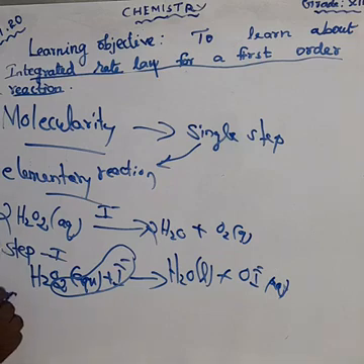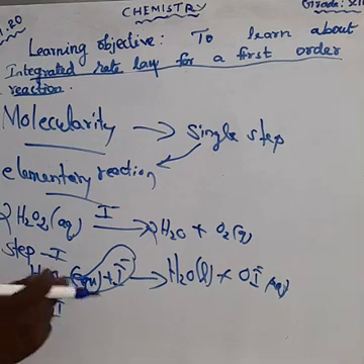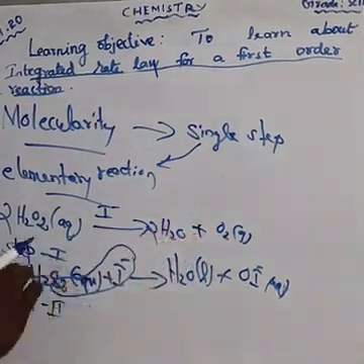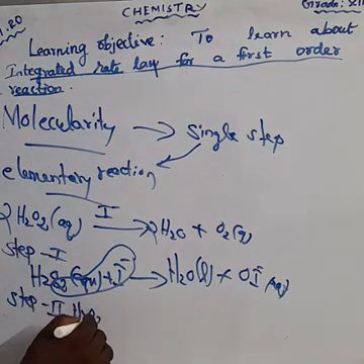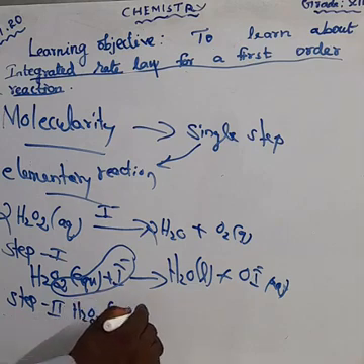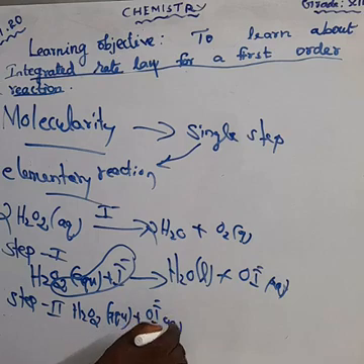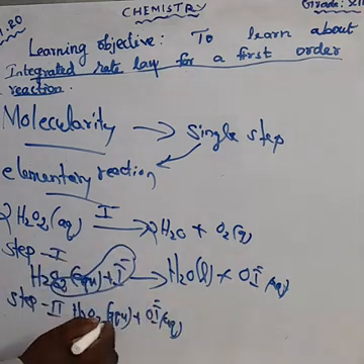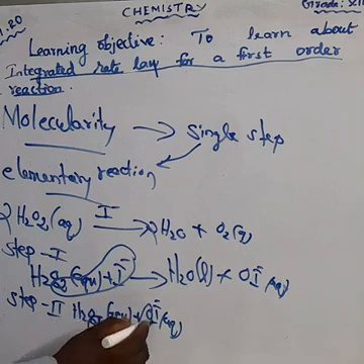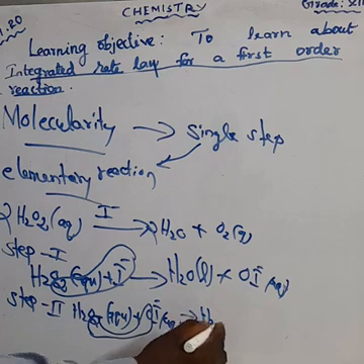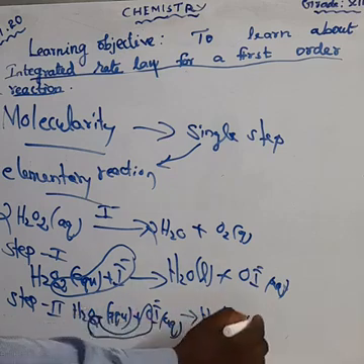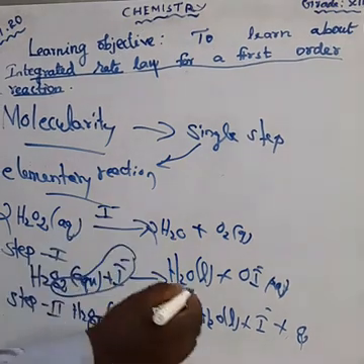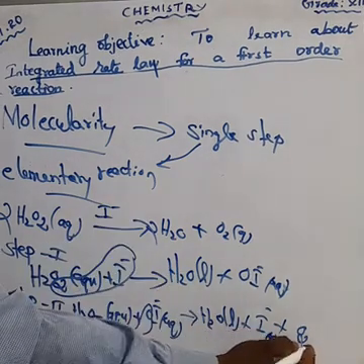What about step 2? Hydrogen peroxide again reacts with OI. Both of them are in aqueous state. Here we get water, liquid, and also oxygen. One oxygen combines with the other oxygen to form O2. So we get H2O liquid plus iodide, aqueous, plus oxygen, gaseous state.